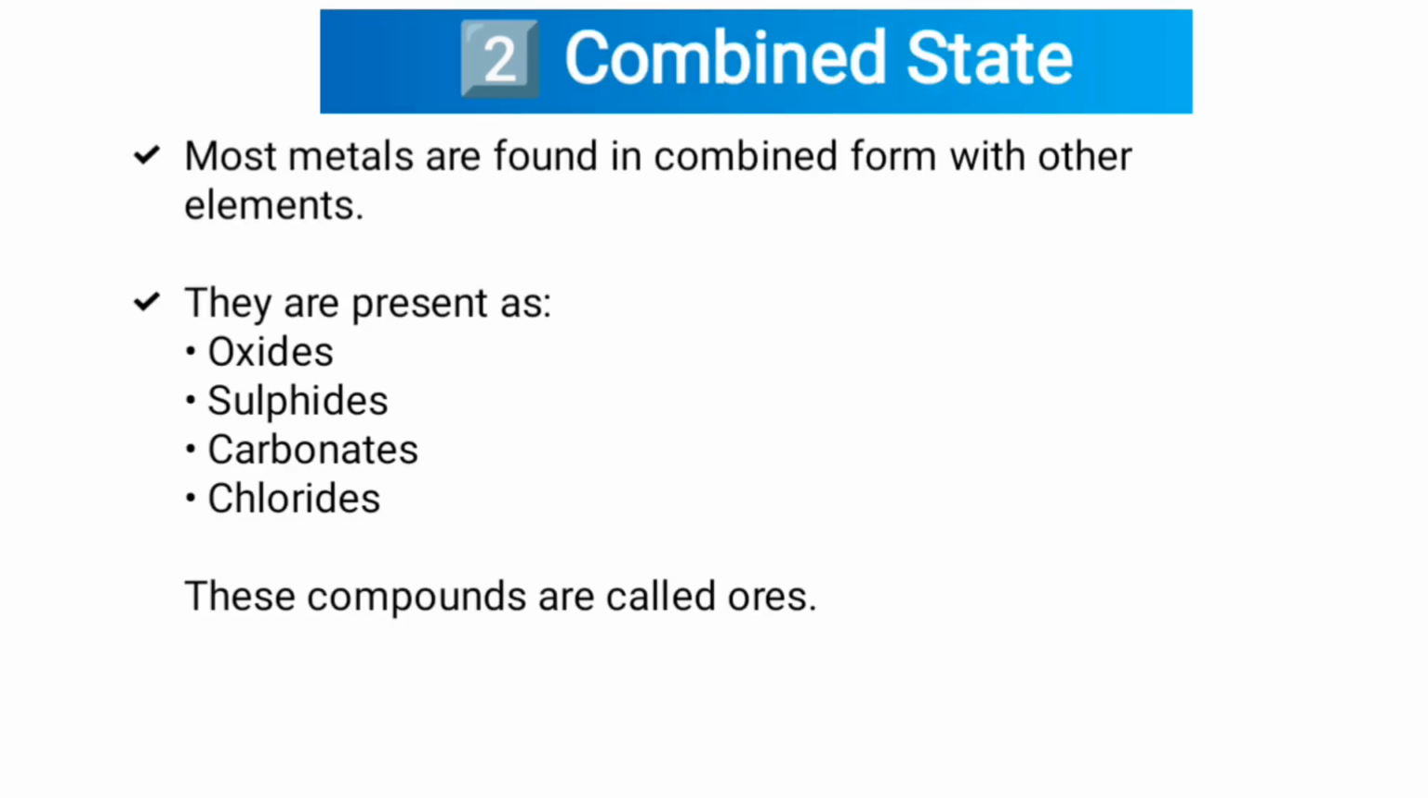Second one, combined state. My dear student, most metals are found in combined form with other elements. They are present as oxides, sulphides, carbonates, chlorides. These compounds are called ores.